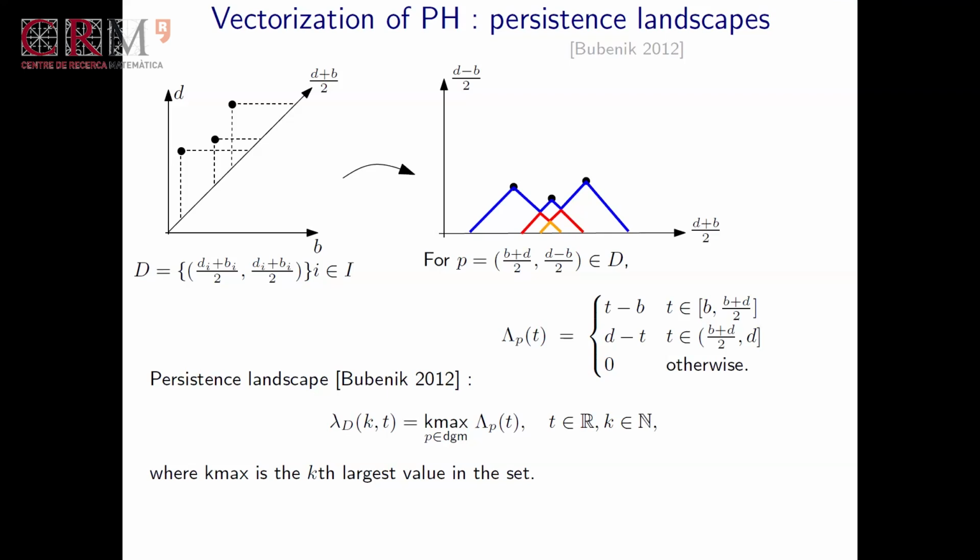Okay? So you get in this way a decreasing family of functions that are piecewise linear with slope +1, -1, or 0. And if you have a finite diagram at the beginning, this is a finite family of functions.